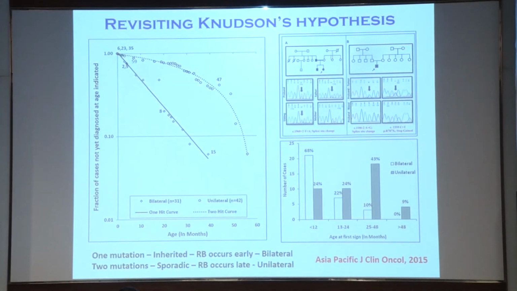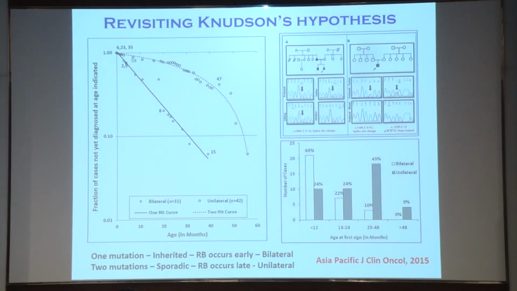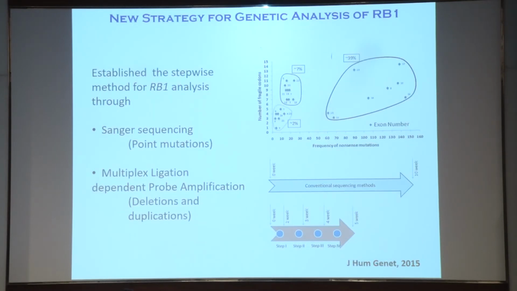On looking at it very carefully, Knudson's hypothesis clearly gives you the two-hit theory and explains it very well. The one thing that was very glaring was that we used to have bilateral cases presenting to us very early and unilateral cases presenting later, which corresponded to the two-hit hypothesis as well. That was the first thing we did.